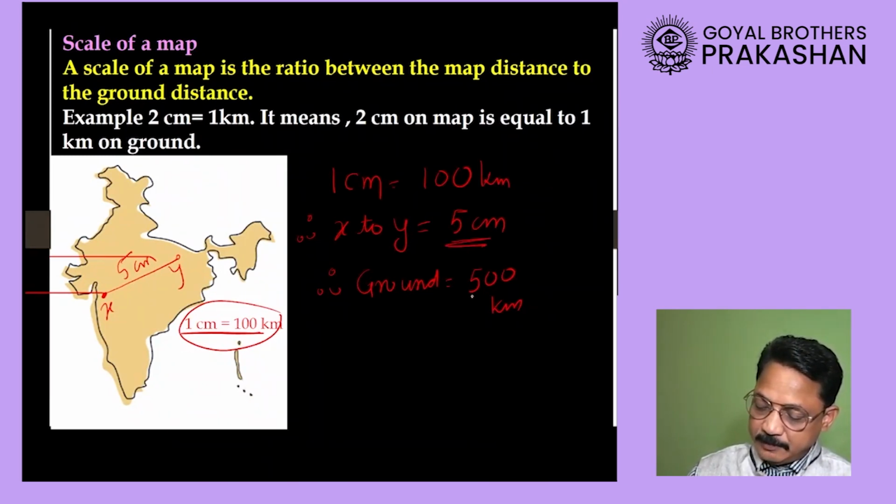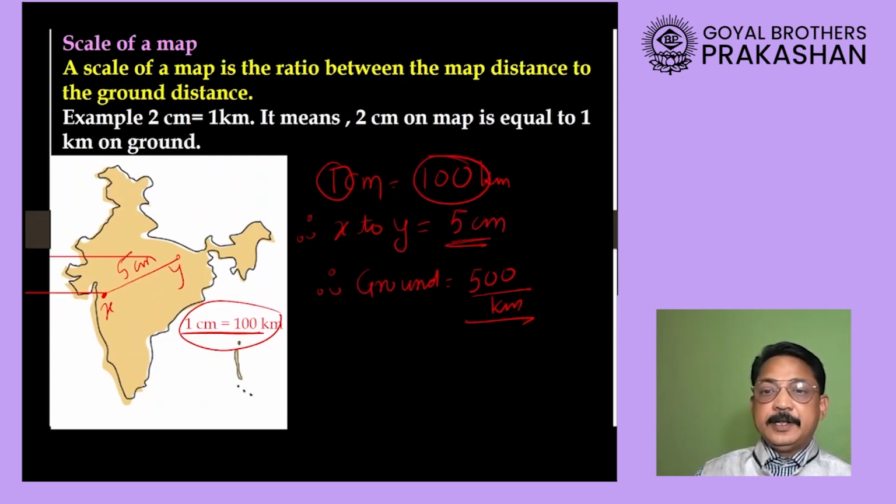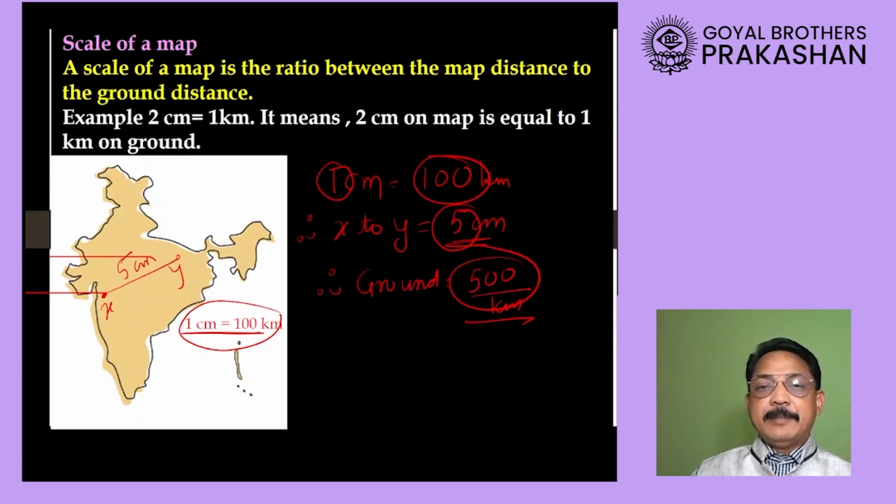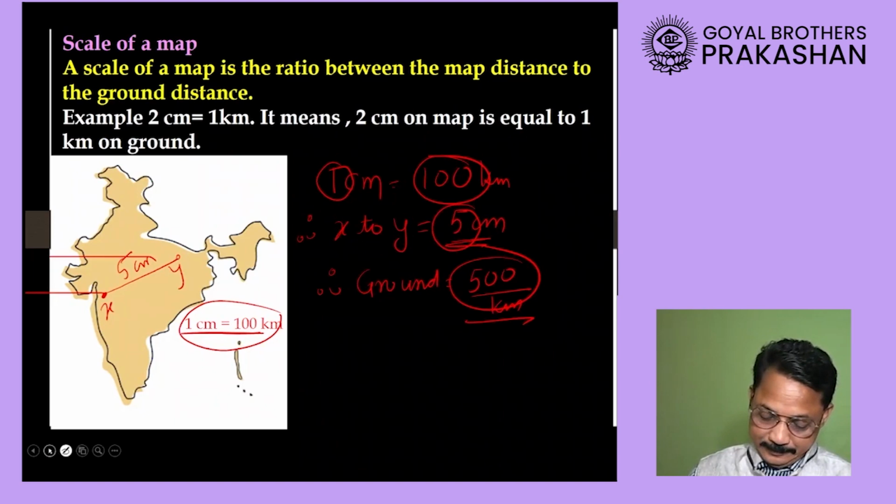So 5 centimeter will be 500 kilometer. Here 1 centimeter is map distance, 100 kilometer is ground distance. Similarly, on map, 5 centimeter is the map distance, whereas 500 kilometer will be the ground distance. Okay, so scale is a ratio between the map distance and the ground distance.